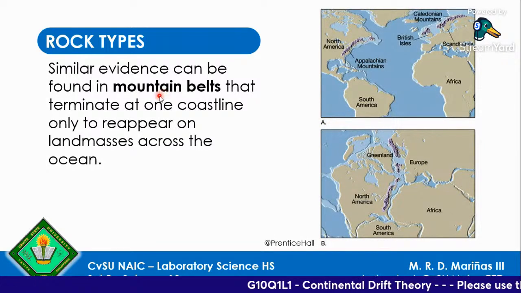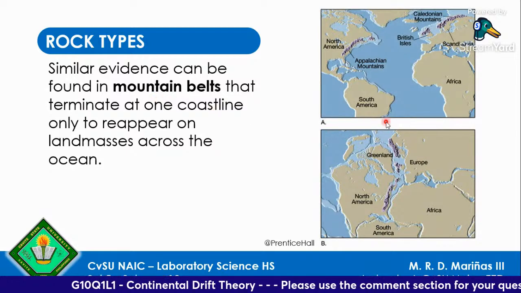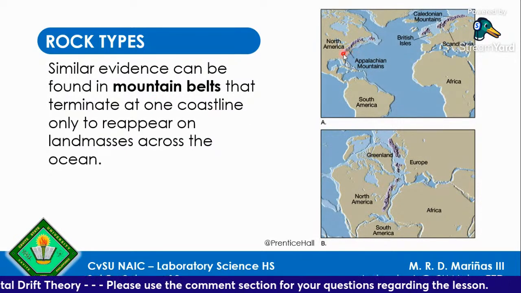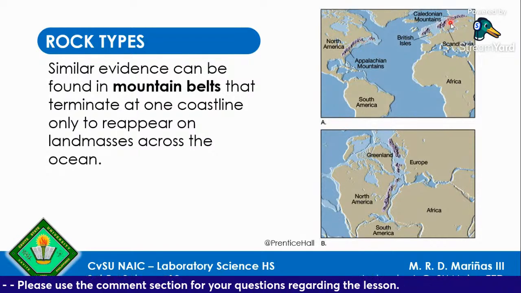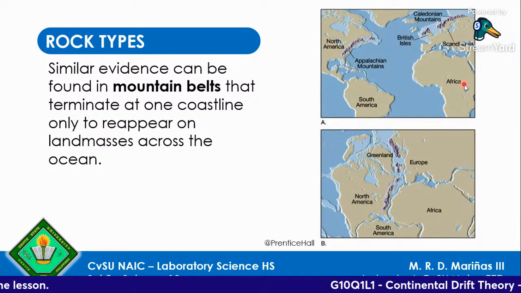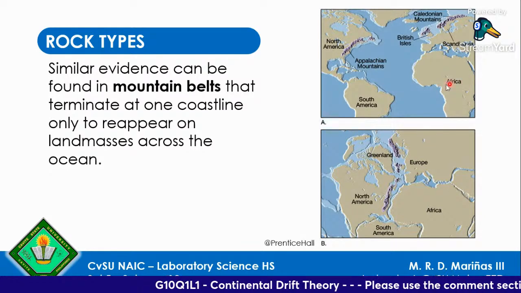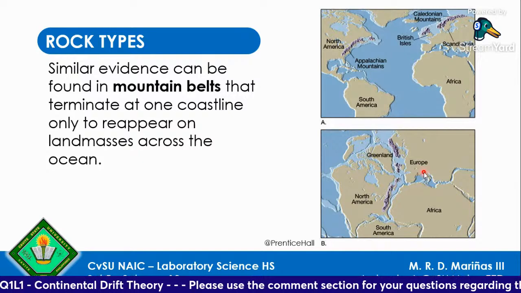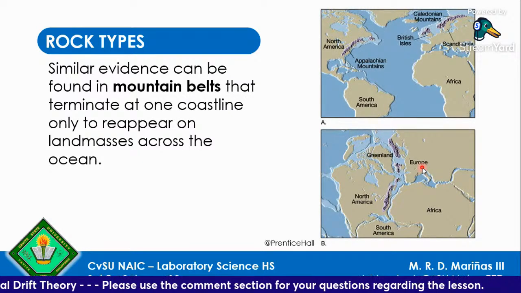Similar evidence can be found in mountain belts that terminate at one's coastline only to appear on land masses across the ocean. So we have here the Appalachian Mountains sa North America and Caledonian Mountains sa British Isles at sa Scandinavia. And they found out they have the same age, same rock type. So the only possible and plausible reason para patunayan yung idea na yan is that these continents, specifically the North America and Europe, they are slammed together during this time.